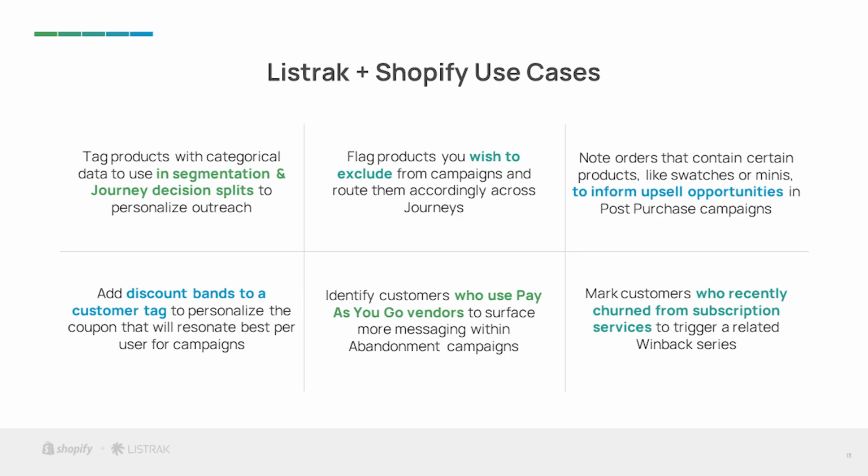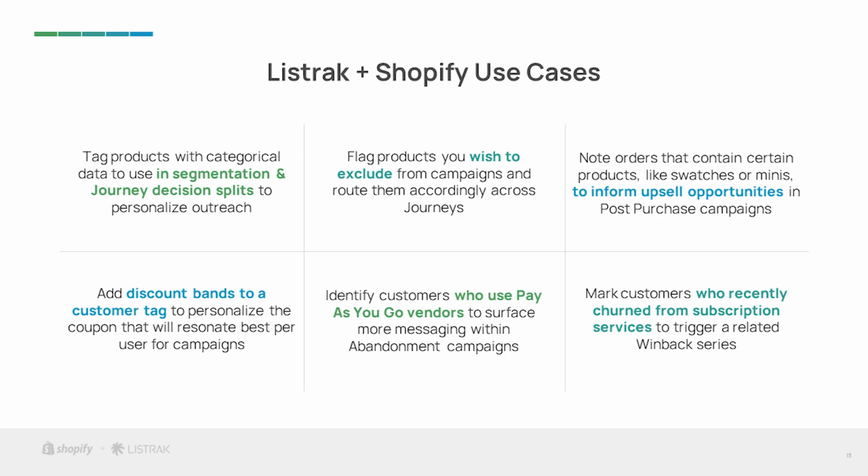You can also use product flags to exclude products from certain campaigns. So when you think about products you might want to exclude, maybe those are products that are coming soon, or maybe those are things like samples that you do not want people to get a triggered communication because of. So in journeys like post-purchase and abandonment, you can use product tags in order to filter or segment in the journey, and you can exit those people based on that tag itself.